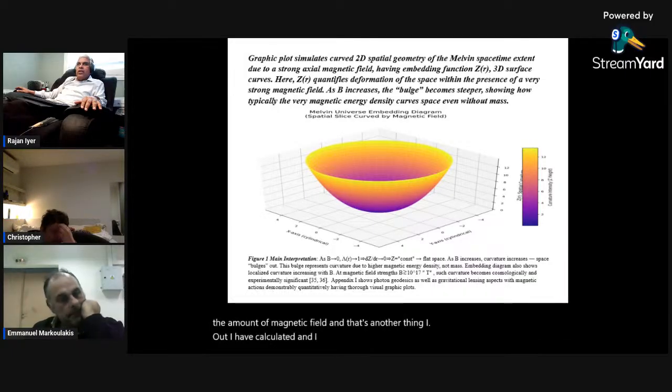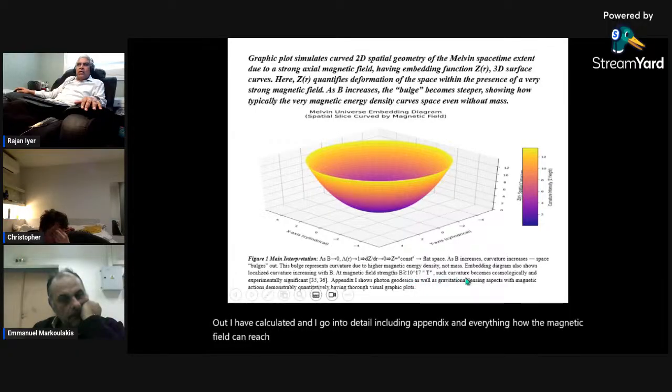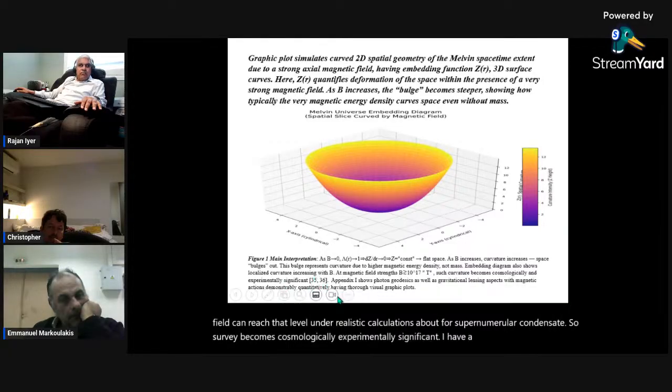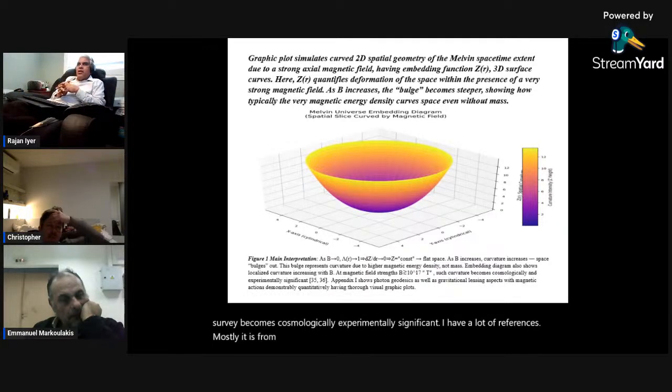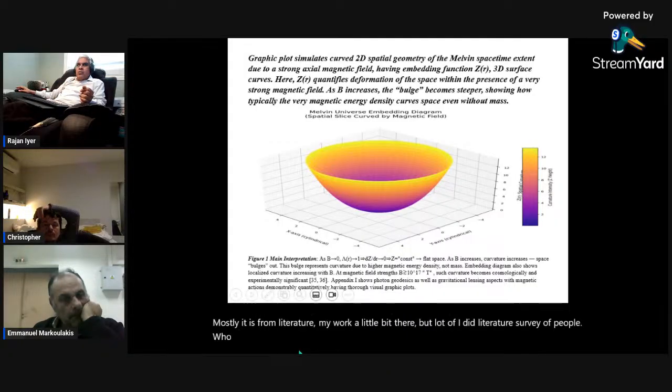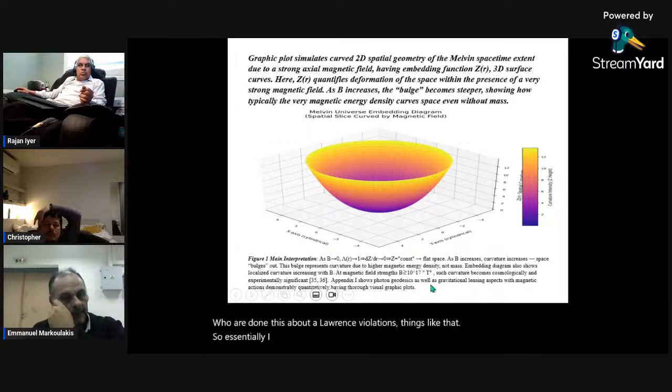detail, including appendix and everything, how the magnetic field can reach that level, and there are realistic calculations about that for superluminal condensate. So it becomes cosmologically and experimentally significant. I have a lot of references. Mostly it is from literature. My work is a little bit there, but a lot of it is a literature survey of people who have done this about the Lorentz violations, things like that. So essentially, I put together all that in this one, along with some of my earlier research.